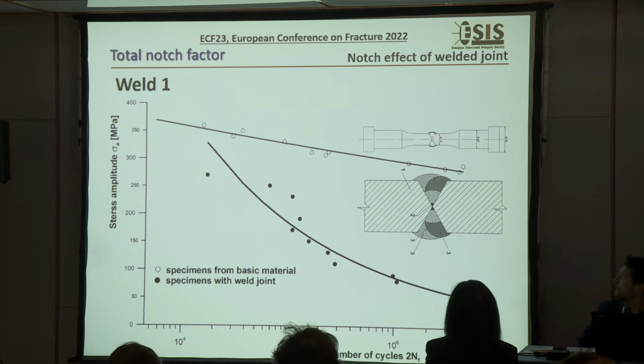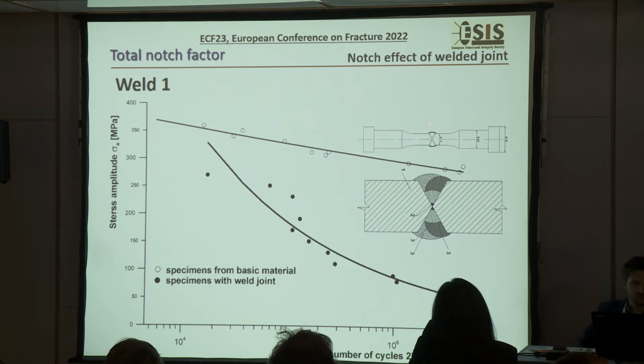The first, I say, is the worst weld, the double V bad weld, very complicated for realization. This first curve is from the specimen from basic material without the notch. And this second curve is obtained from the specimen with the weld in the middle of the specimen. This ratio gives me the total notch factor.